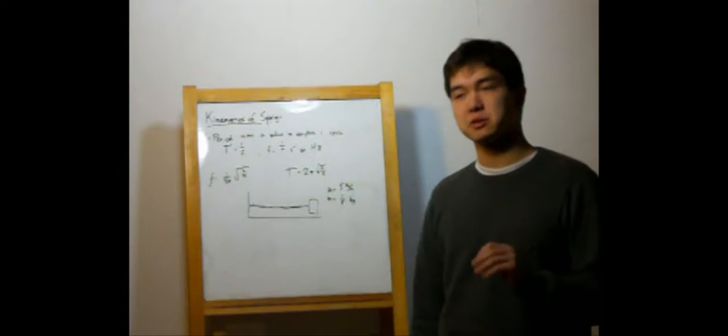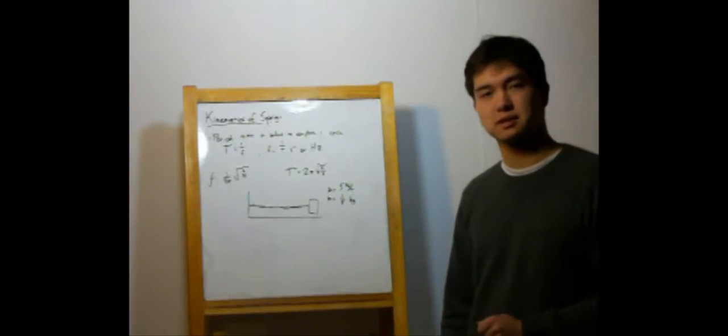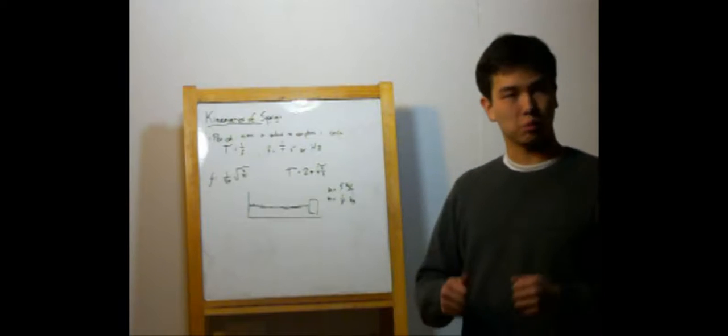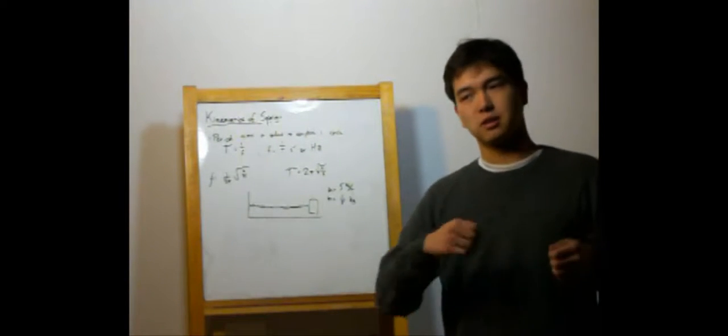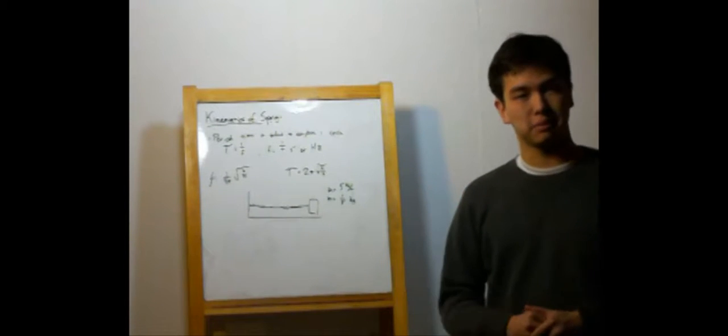Today's topic: period and frequency of springs, or also the kinematics of springs. A period is the amount of time it takes for one thing to complete a cycle of something that's repetitive, such as perhaps orbiting the sun. One full cycle of that, the amount of time it takes, is one period.